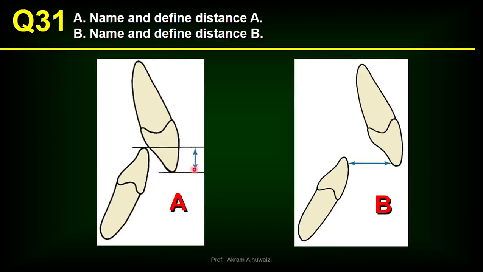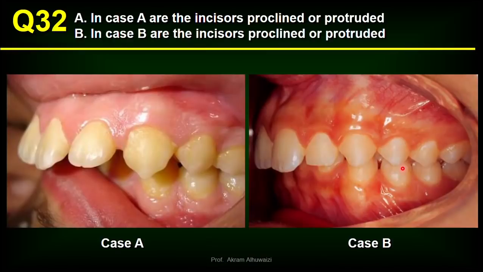Okay, the distance here in A is overbite, and the normal value of it is 1 to 3 millimeters. And in B it's overjet, and the normal value would be from 1 to 4 millimeters. The case in A or B: here in A it's proclined, whereas in B it is just protruded with upright incisors, not proclined.